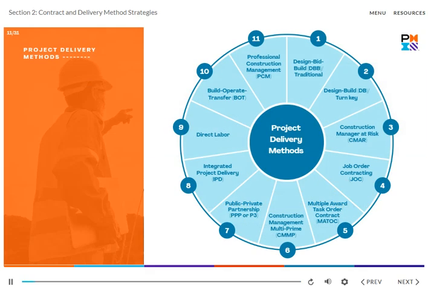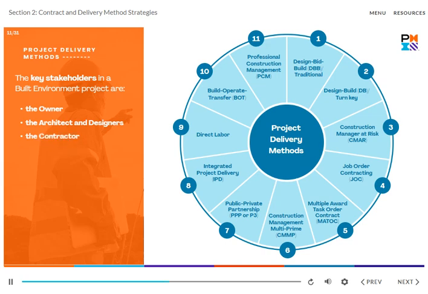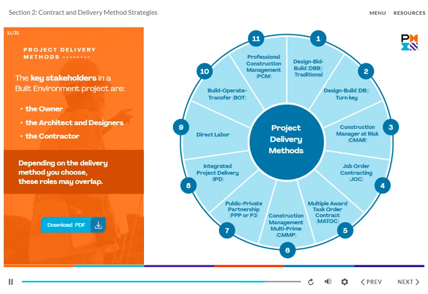Now that you have prioritized and evaluated your selection criteria that will enable you to set up your project for success, let's explore the most common types of project delivery methods. Recall that the key stakeholders in a built environment project are the owner, the architect and designers, and the contractor. Depending on the delivery method you choose, these roles may overlap. The most common types of project delivery methods are shown on your screen. Click to download the PDF to learn more about each of these project delivery methods, and click Next to continue.